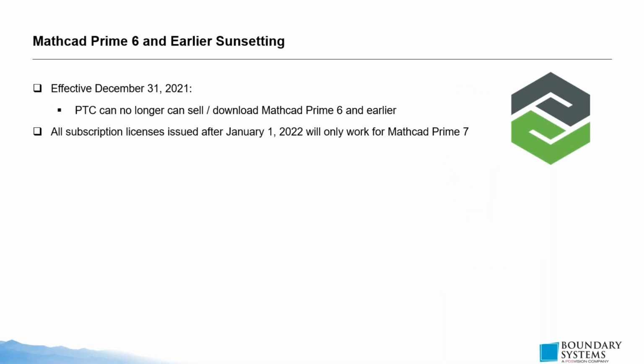And now we have to talk about the updates or changes coming to Mathcad Prime. Effective on December 31st of this year, 2021, PTC is no longer able to sell or provide downloads for Mathcad Prime 6 or earlier. That includes Mathcad 15 and Mathcad Prime 1 through 6. You will no longer be able to purchase them or download them. So what that means is that any subscription license issued after January 1st of 2022 will only work in Mathcad Prime 7.